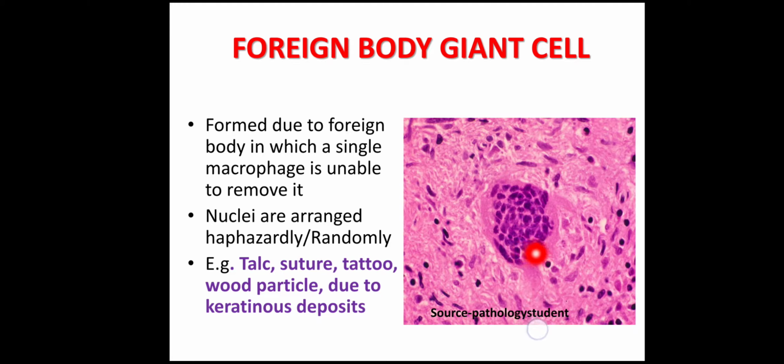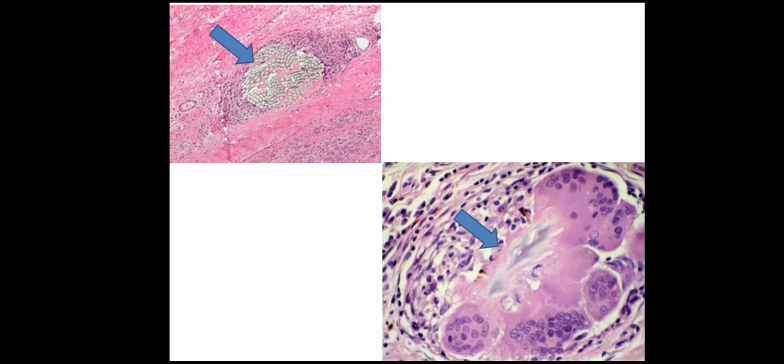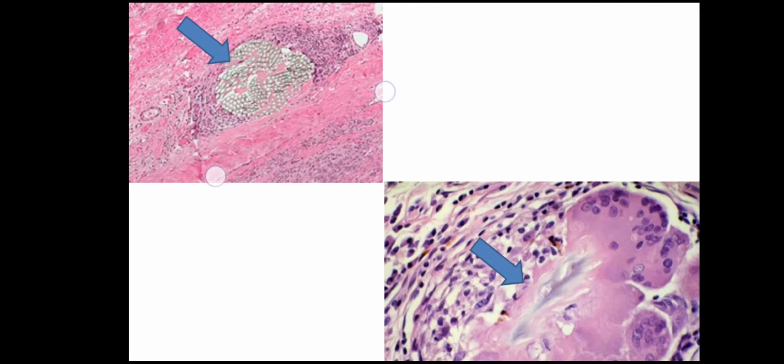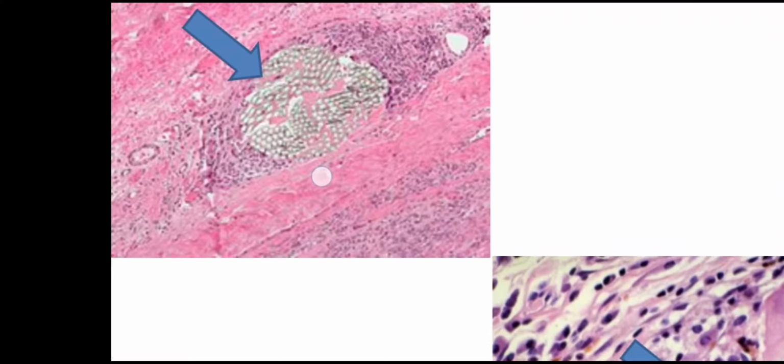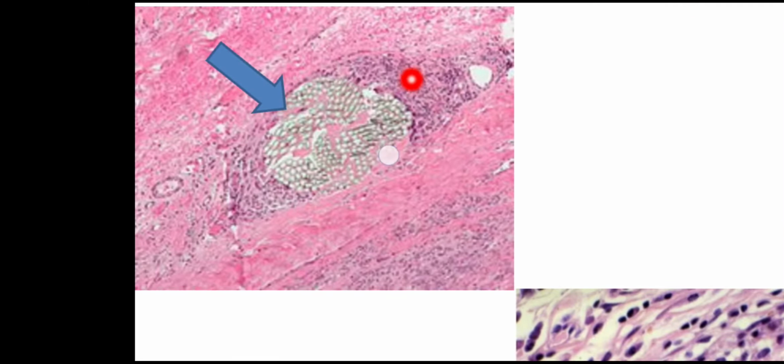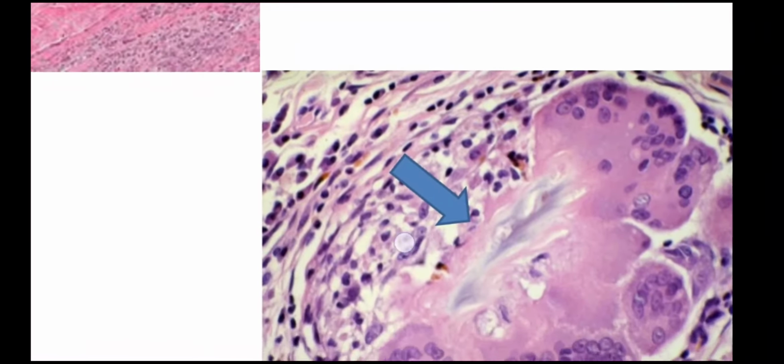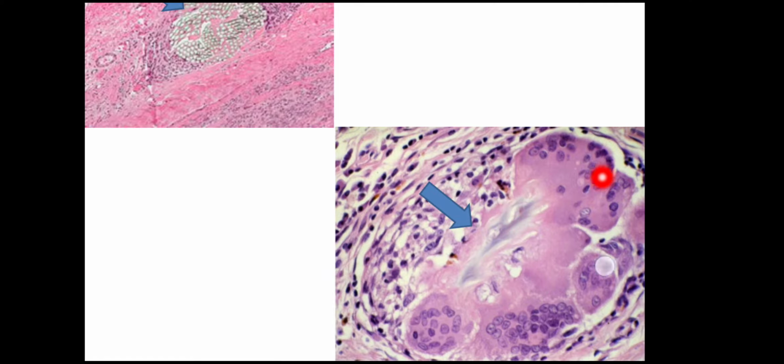They are just arranged randomly, and the foreign bodies which can cause the formation of foreign body giant cell are talc, suture, tattoo, wood particles, wood splinters, or even certain endogenous agents like keratinous deposits. So these are the causes of foreign body giant cells. Again, this picture shows a giant cell with the suture in between. This is a foreign body present in between, and these are the macrophages forming the giant cell. Again, this is another giant cell in which we can see the foreign body in the center, and all these are the fused macrophages.